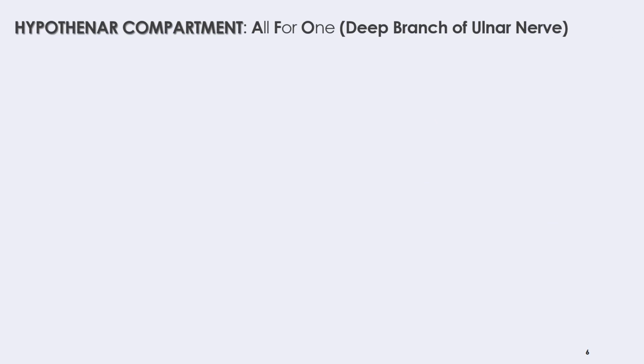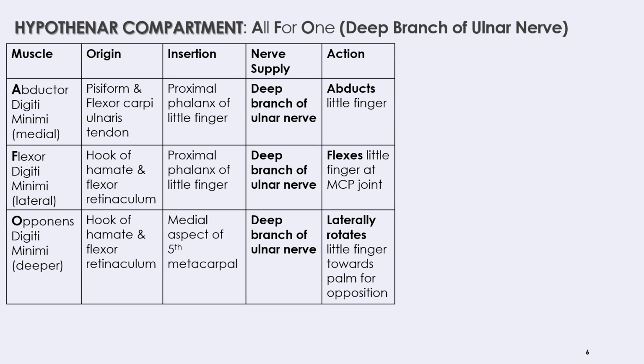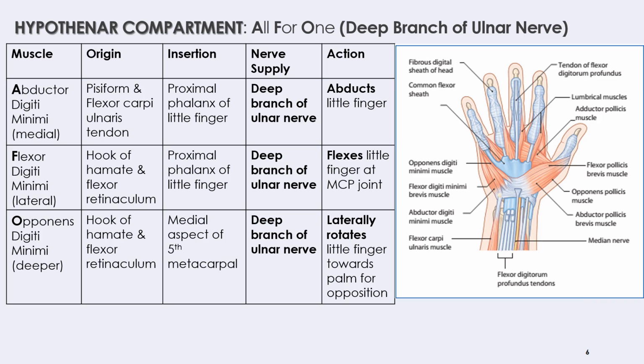So we'll start with the hypothenar compartment, and the mnemonic we use to remember the muscles of the hypothenar compartment is AFO. The muscles start with the letter A, F, and O. That's the abductor digiti minimi, the flexor digiti minimi, and the opponens digiti minimi. And then they are all supplied by their nerve supply. They all have the same nerve supply. That's the deep branch of the ulnar nerve. We have this diagram over here, for better understanding.